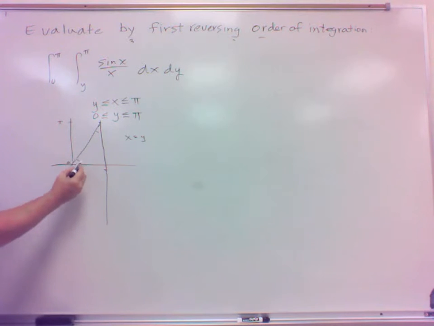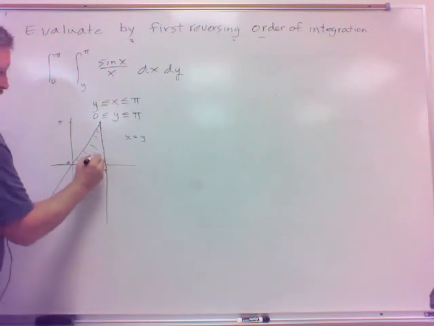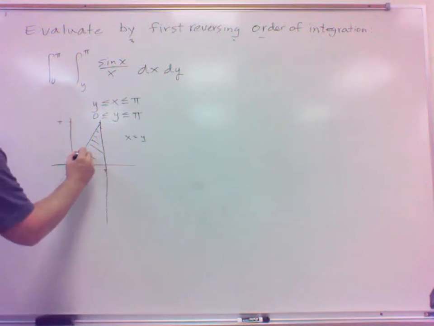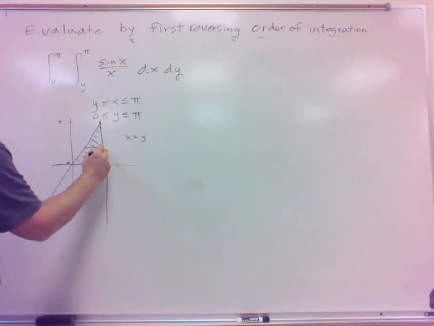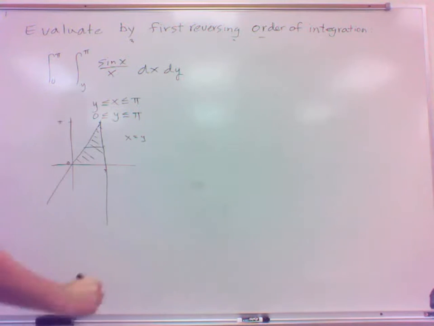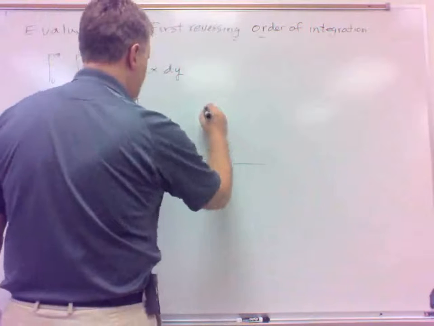And so I believe that is where I would start us out with that area. So the x runs from 0 to pi, and then I go from 0 to that corner. Okay, so now I want to first do it the other way.